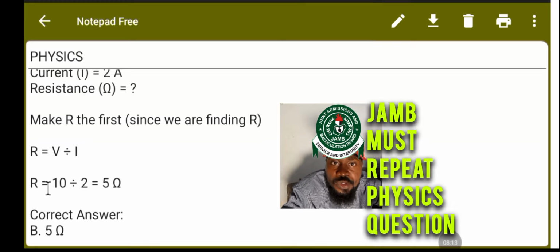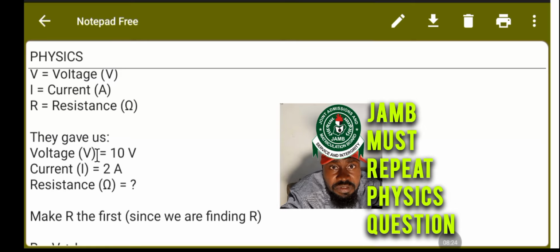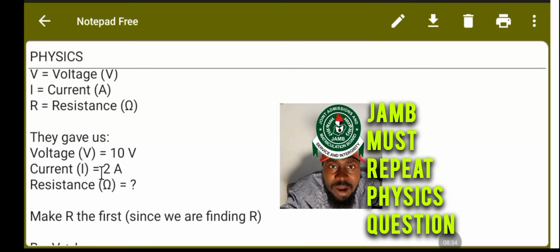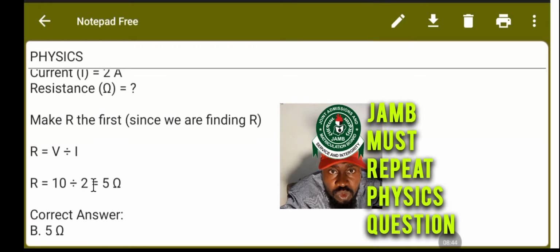So R, then we are going to input all we were given. R is equal to V. What is V? V is equal to 10 volts. That's what we have here. 10 divided by I. Let's look at I. What is I? I is equal to 2 ampere. So 10 divided by 2 is what? 5. That's our final answer.